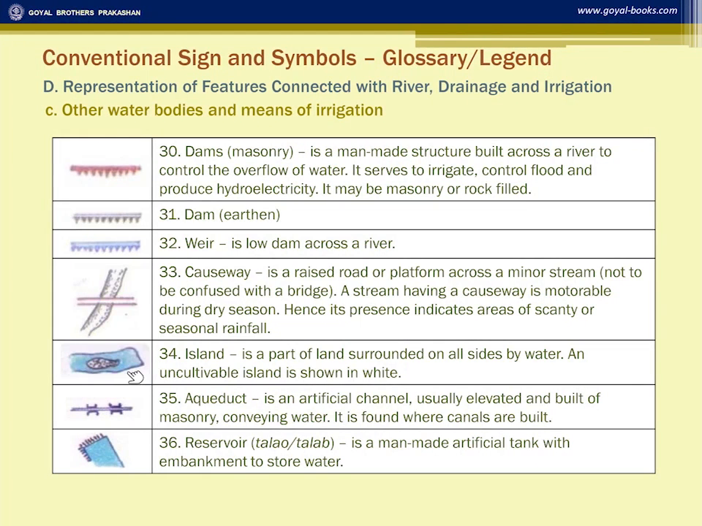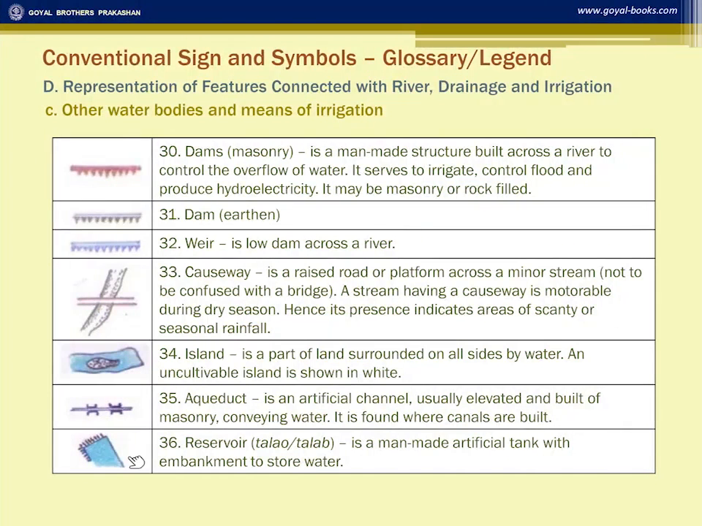Then you have the island you see in the river, main river. You will see sometimes white patches that show the island. Island is a part of land surrounded on all sides by water. Uncultivable island is shown always in white, and when you are asked what is the white patch in the river, one can just say it is an island.